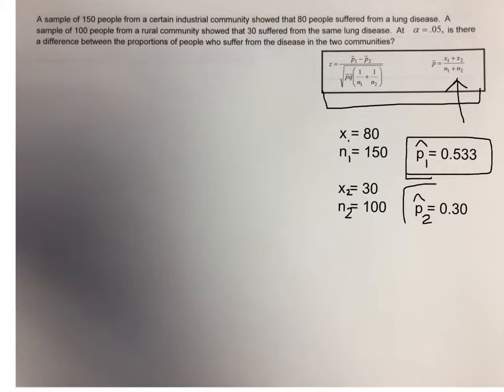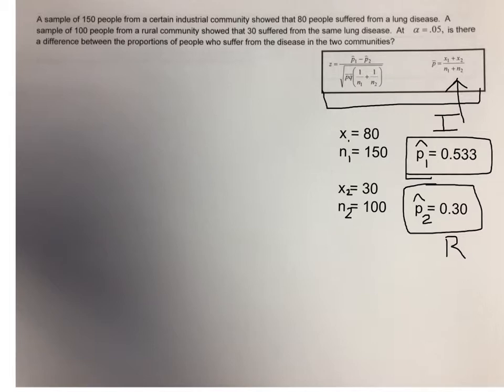I did the exact same thing for the rural community. The important thing, like we talked about before, is to make it clear which one is which. So my industrial community and my rural community. That way somebody can go back and check your work later, or you can interpret it for yourself.